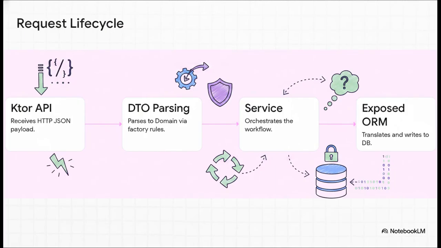Reaching the outermost layer of the application, let's trace the life of a single request to brilliantly illustrate how each specialized layer handles exactly one part of the flow. Step 1. Ktor receives an HTTP JSON payload from the chaos of the outside world. Step 2. A data transfer object, or DTO, parses that JSON and passes it to the domain's strict factory rules. Step 3. The application service takes over and orchestrates the workflow. Step 4. The exposed ORM mapper translates the final domain object and writes it safely to the database. It is a beautiful relay race where every layer does exactly one specialized job.